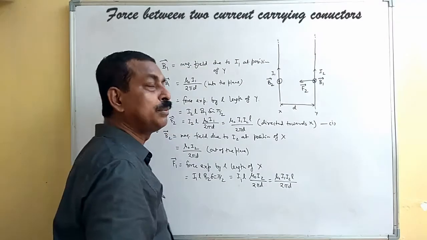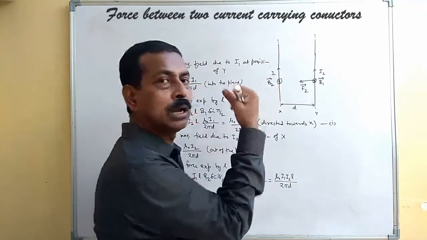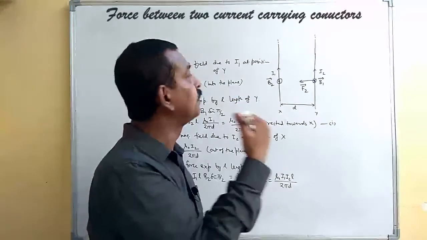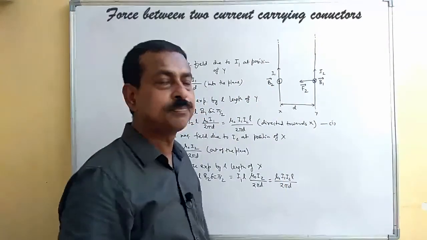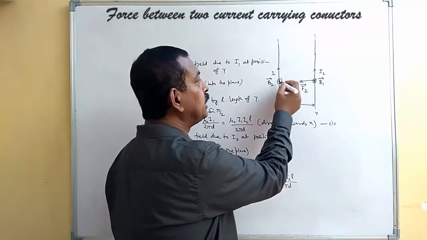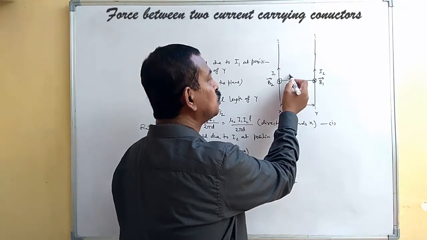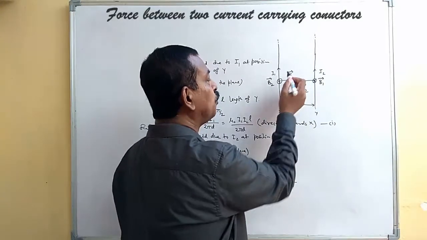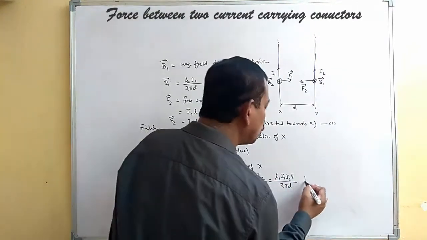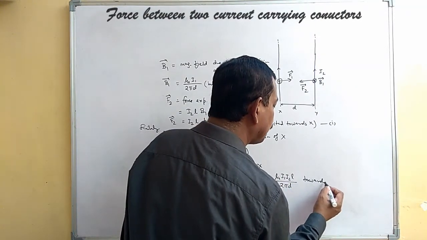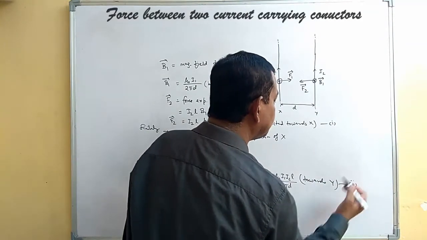And what will be its direction? We'll put our forefinger in the direction out of the plane, and the middle finger of the left hand in the direction of current. So in that case, the thumb will indicate the direction towards the second wire. So this will be the direction of the force experienced by the first wire, towards Y. So this is your second.